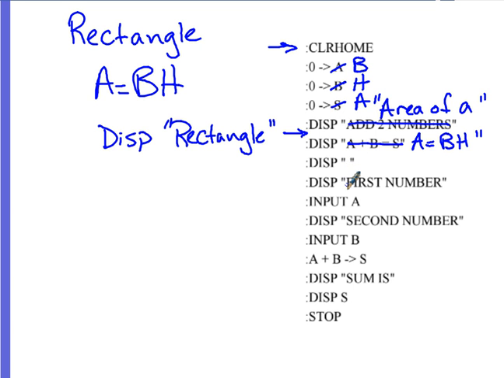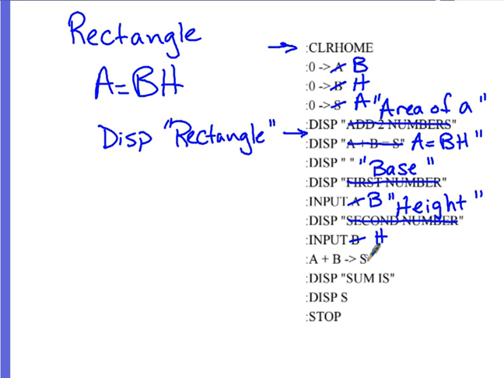Then we ask our first question. Well, it's not going to be first number. We're going to actually ask for the information for base. So we're just going to put base, but don't forget to put that in quotation marks. And then instead of input A, we'll say input B, because we want to store the value for base in B. For our second number, I don't want it to be called second number. I really want to know what is our height. So we're going to ask, what is our height? H-E-I-G-H-T. And don't forget to put that in quotes again. And then again, our input would be input H.